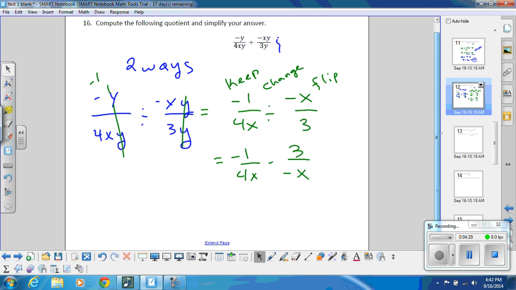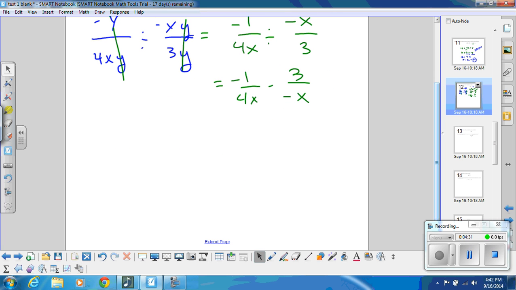Now from here, I go ahead and I see if there's anything in the crosses, the diagonals, right, to cross cancel, but I don't have anything. So I multiply straight across, and I end up with negative 3 over negative 4x squared. Double check if I can simplify that. Yeah, I have a negative over negative. That becomes 3 over 4x squared, okay? And that's my final answer.